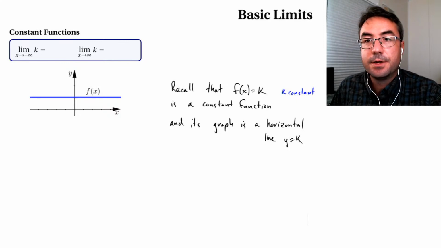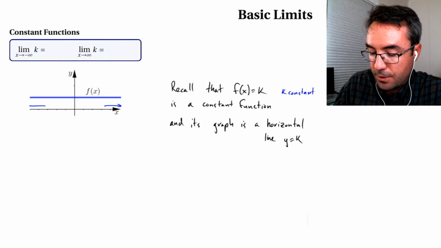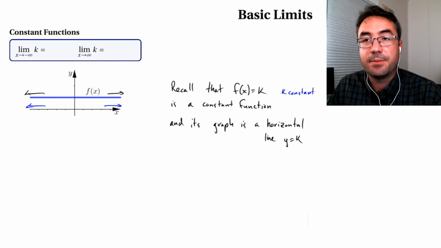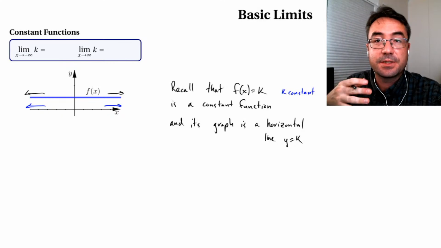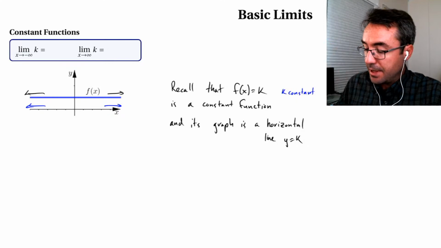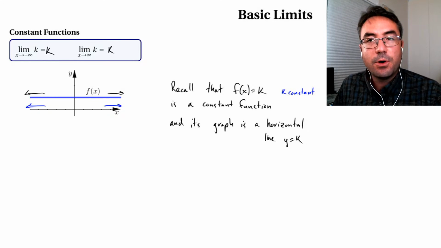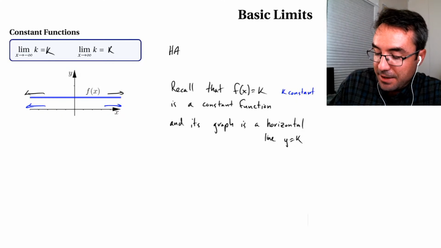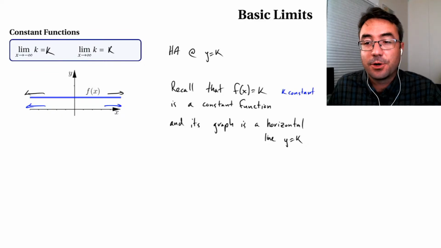And that's what we're seeing here. So as x moves in either direction here, left or right, the output of our function just stays constant, just stays the same. So the limit of our constant function k, as x goes to infinity or as x goes to minus infinity, as we move to the right or to the left, doesn't change. It's a constant, so it just stays k. And so what we see, this is kind of a silly case, but it's the case where we have a horizontal asymptote at y equals k. And it's just because our graph is a horizontal line.